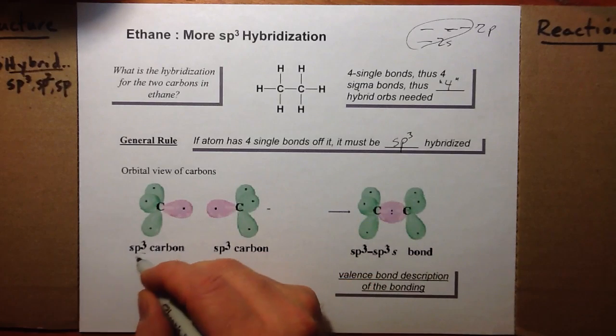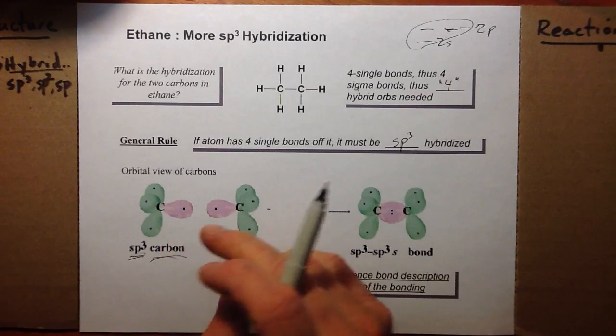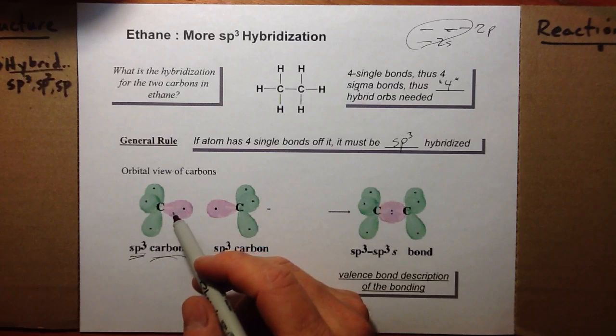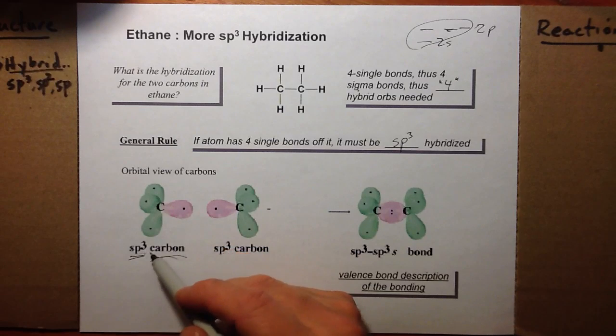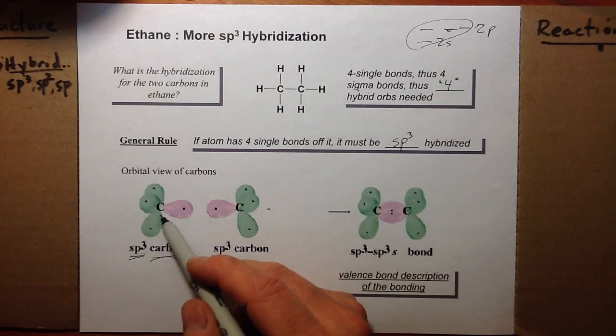And here's the orbital picture. We know from the last presentation that we have tetrahedral orientation of the 4 hybrid orbitals, the 4 sp3 hybrid orbitals off this sp3 carbon.